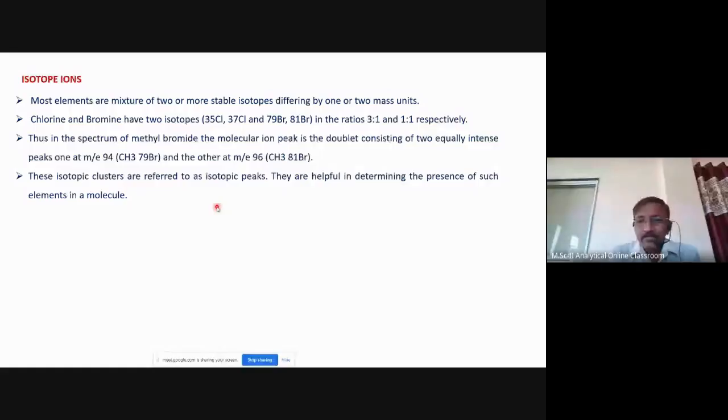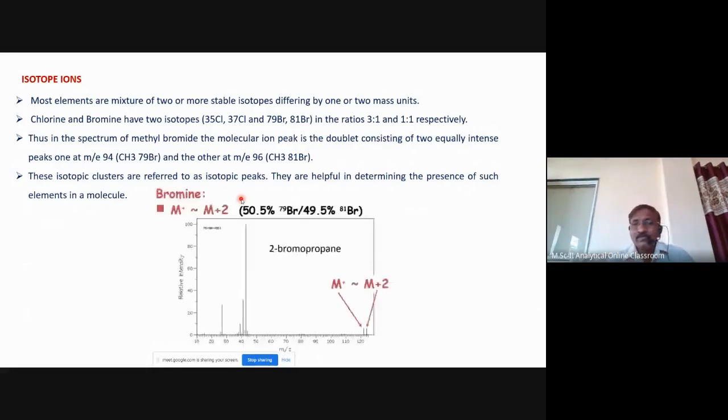Isotope clusters are referred to as isotopic peaks, and they are helpful to determine the presence of such elements in a molecule. So it is very easy to understand which elements are present in a molecule, whether chlorine or bromine. On the basis of the peak, that can give support for that particular element. This is M plus 2.